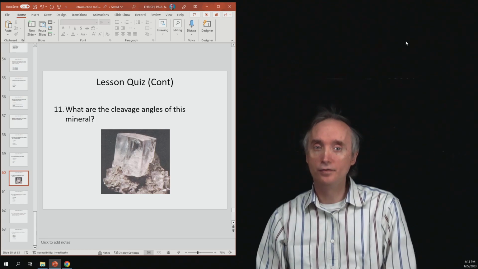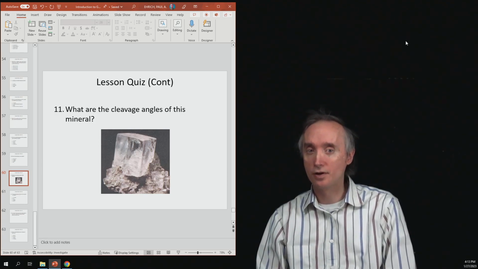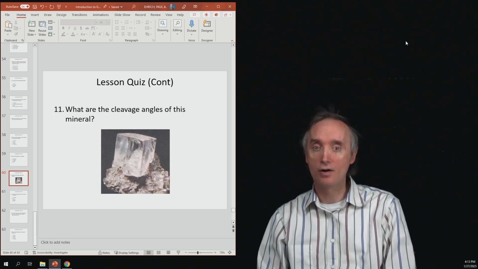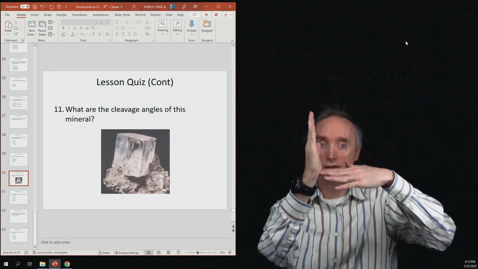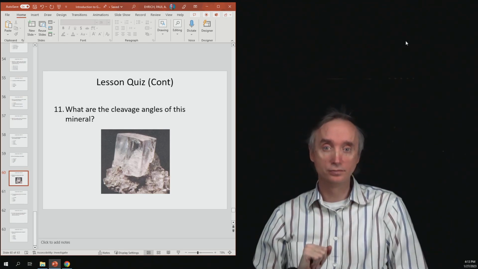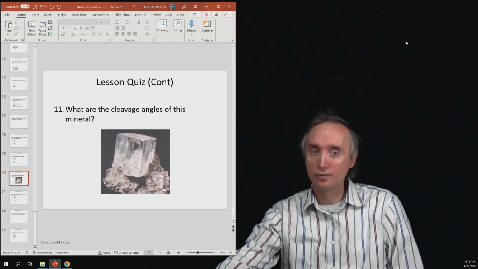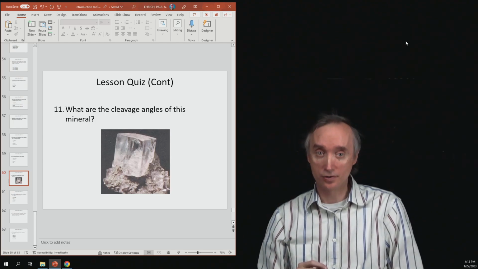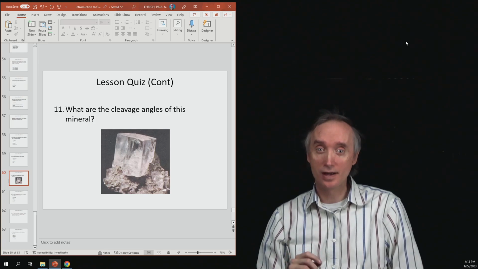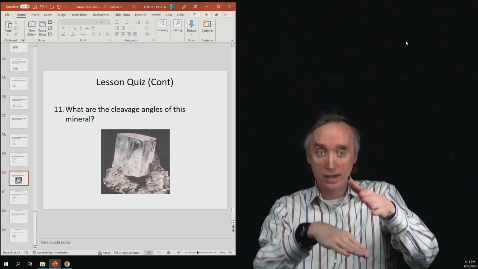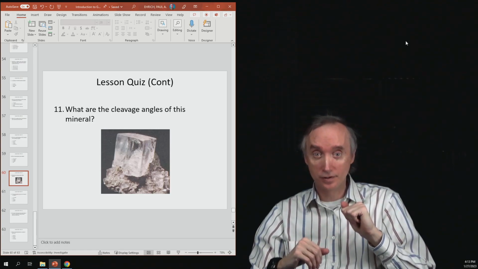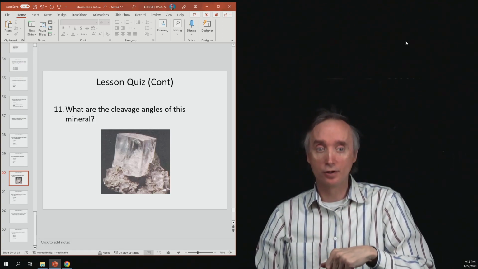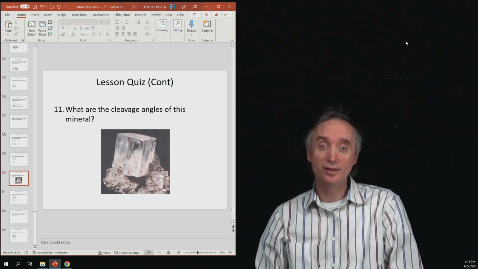What are the cleavage angles of this mineral? So that is halite, and it turns out that they are going to be cubic, so they make a 90-degree angle. So not only with halite, halite has a crystal structure that's a cube, and it also has cleavage planes that make a cube as well. So if you were to take salt and you hit it with a hammer and look at the shards underneath a magnifying glass, you'll see that they're little cubes.